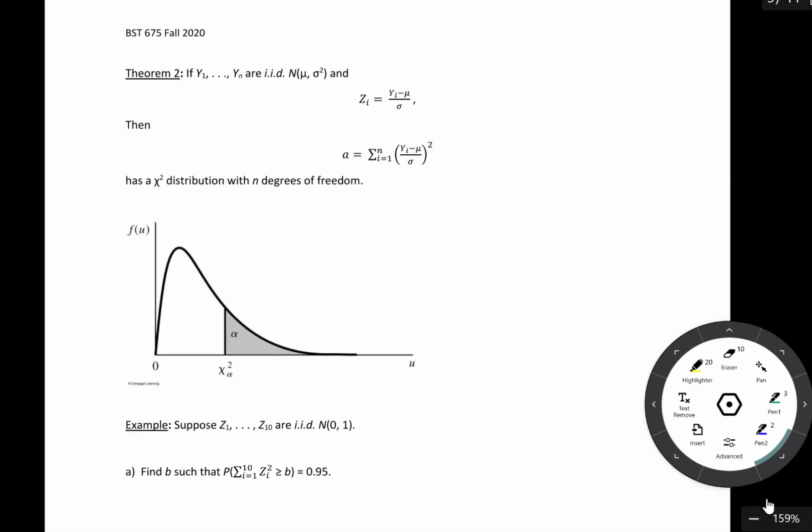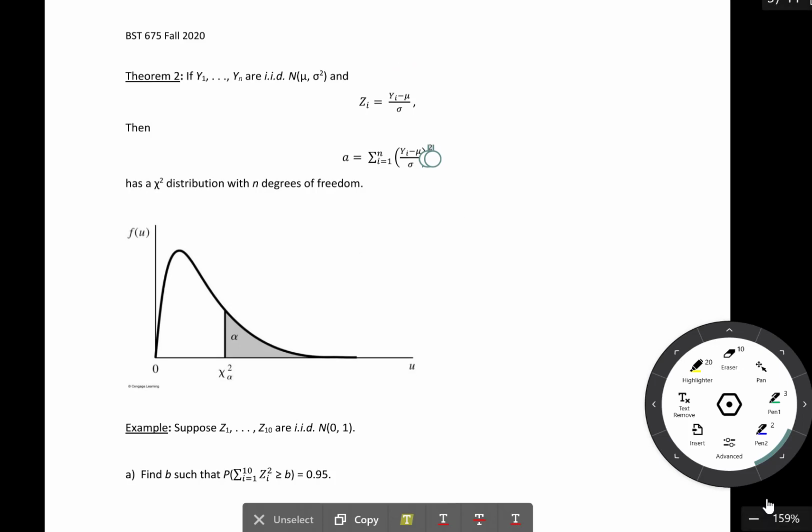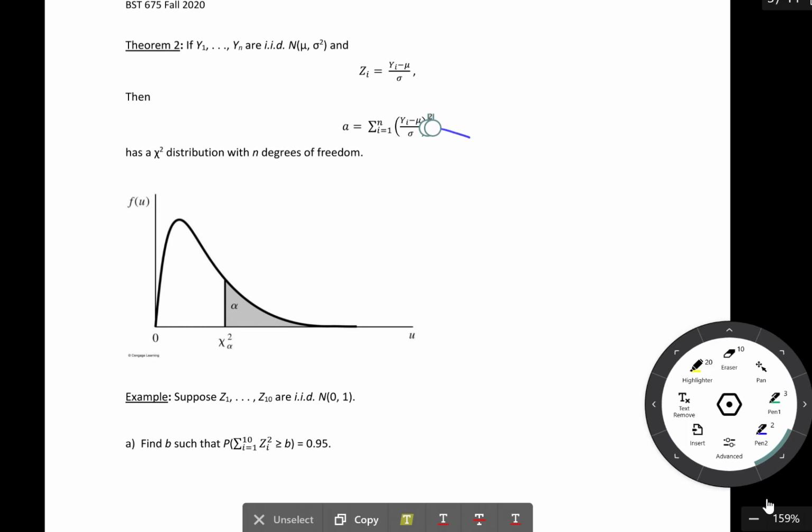Alright, so here's another theorem. If y1 through yn are IID normal mu sigma squared, and Z is equal to the following, so notice here we've got yi minus mu divided by sigma. One thing to notice, this is different from what we just saw because before we were standardizing y bar, not y. Here we're standardizing the individual y's, so that's why we just have sigma in the denominator.